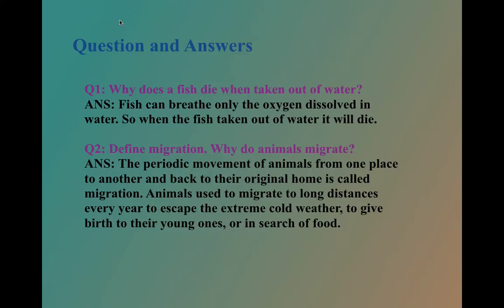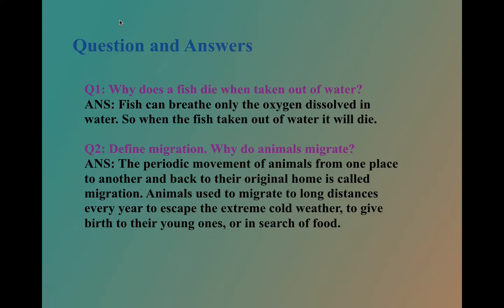Let's solve the questions and answers of this chapter. The first question, why does a fish die when taken out of water? The answer is, fish can breathe only the oxygen dissolved in water. So when the fish is taken out of water, it will die.